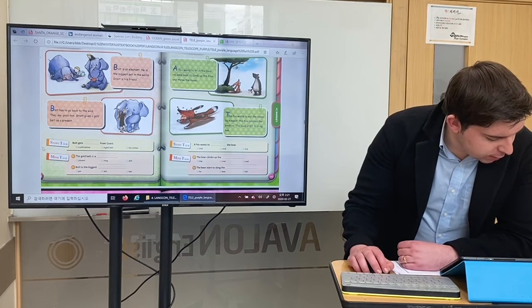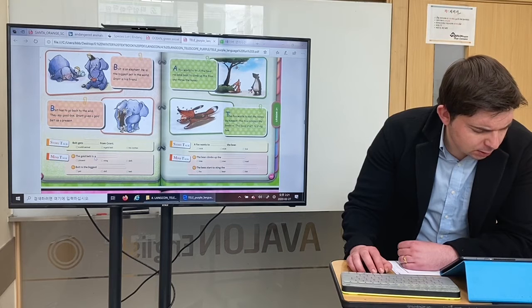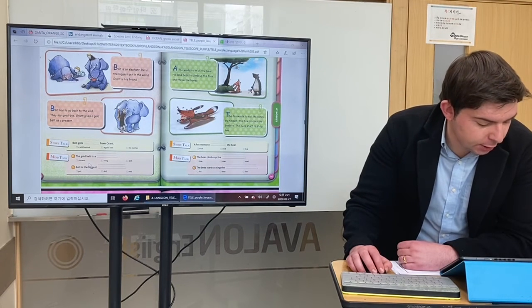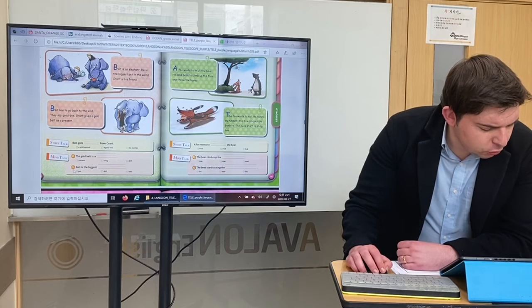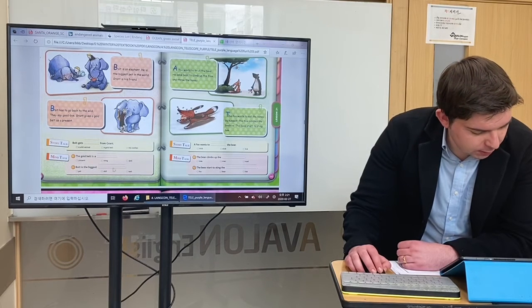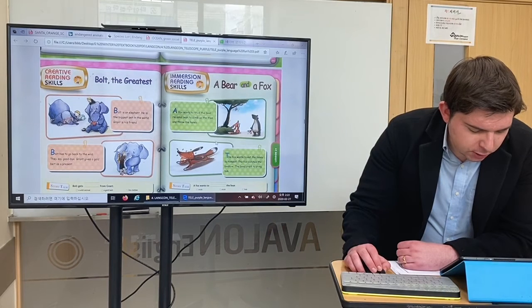And now on to the mind talk. The gold belt is a what? Present. It's a present. Very good. And Bolt is the biggest pet. Pet. Yes, very good. On to the next story.